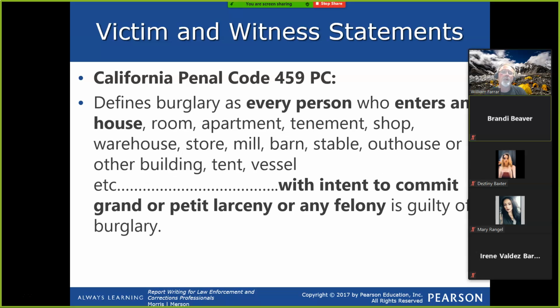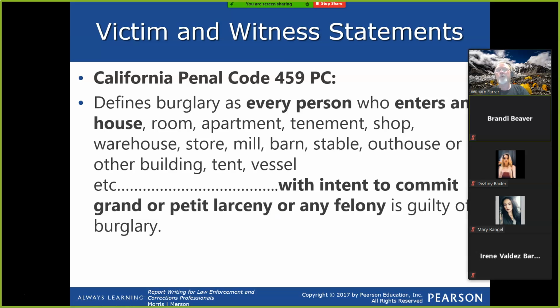So same thing with burglary. If we go back to the burglary arrests that you made, every person who enters any house, and then there's a bunch of different things, so I didn't list them all, but then you go down further, it talks about right here, with the intent to commit grand theft or petty larceny or any felony. So if we go back to our burglary where the guy broke into the bar, you have to show that his intention was to go in and commit some type of theft or felony. And if you think about it, how did you show that?